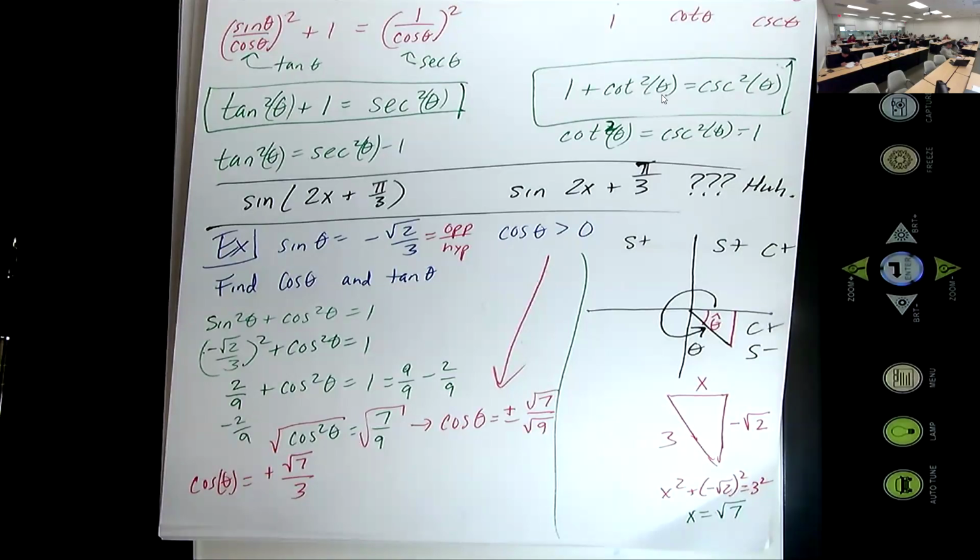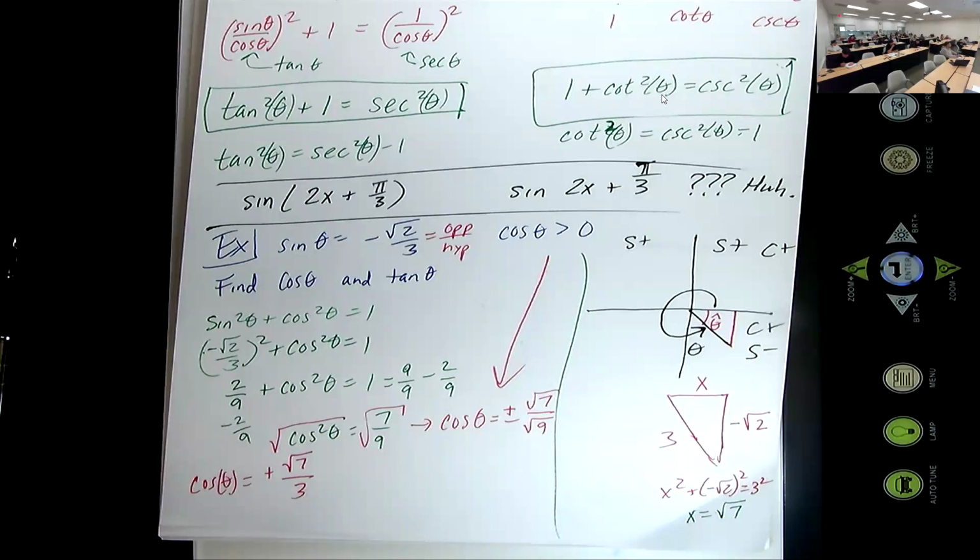This way very much works. I don't know that I enjoy it the most. I kind of like drawing the triangle myself. But if I were to ask this question on the test and I didn't specify, you get to choose whichever way you like. Some people like using this method.